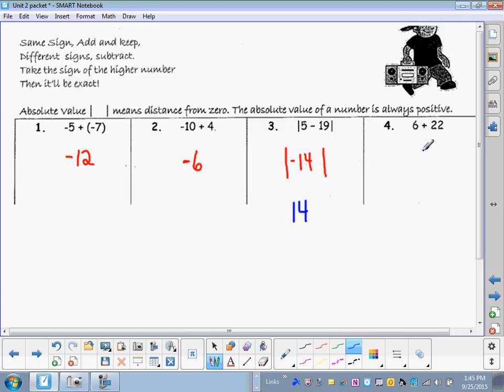And number 4, 6 plus 22. It has the same sign, so we're going to add and keep. So 6 plus 22 is 28.